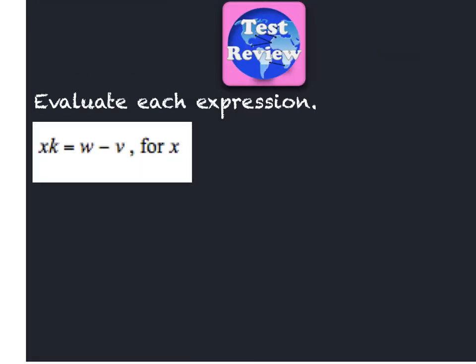And the last problem we're going to be looking at for this review video is literal equations. So literal equations are equations with more than one variable, normally formulas or whatnot. So in this case, you have x times k equals w minus v. And they want us to solve this equation for x. That means they want us to isolate x. They want us to get x by itself.